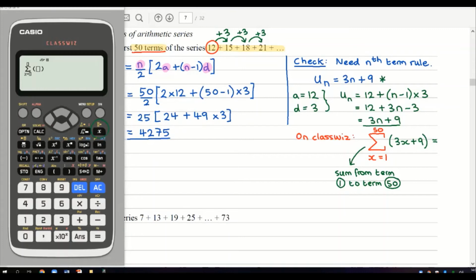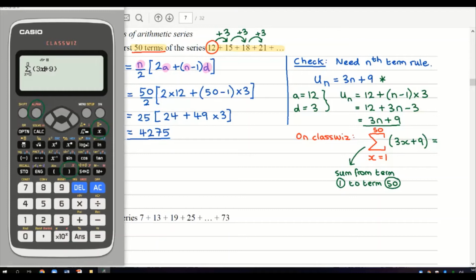Now, once you've done that, we put in the nth term rule, which is 3x plus 9. I've typed in 3. To get the x, you need to use the alpha key, which is here, and you also need to use the X key, which is the right-hand bracket. So it's going to be alpha X, so you get 3x and then plus 9. So that's the nth term rule for this series.